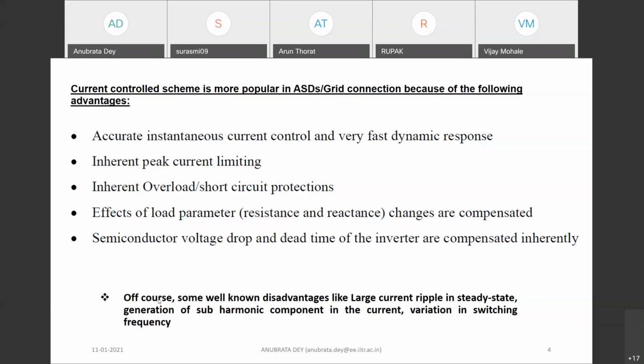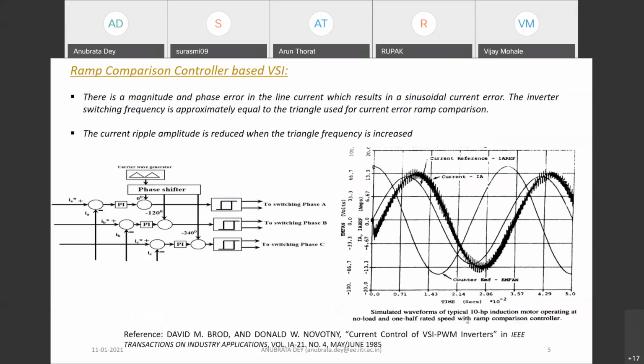And of course that does not come free, so it has some well-known disadvantages like a large current ripple in steady state, generation of subharmonic components in the current, and variation in switching frequency, that is also a big challenge in the current control strategy. So let us look individually at different current controls, one at a time.